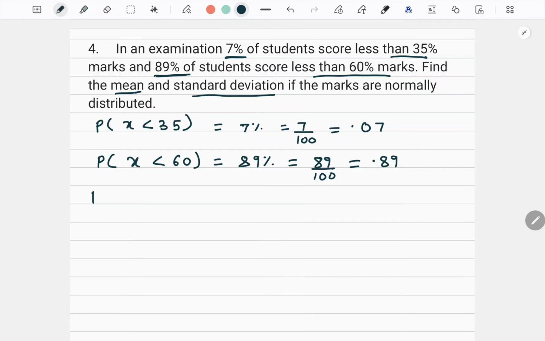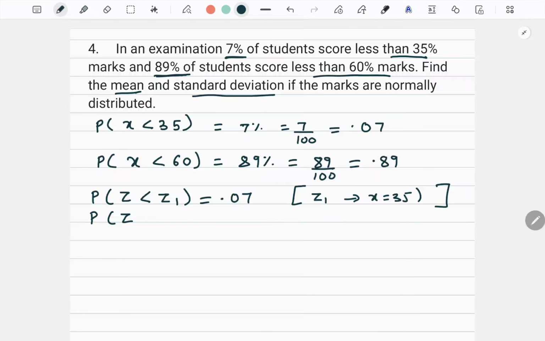So what I'll do, let the probability for z less than z1 be equal to 0.07. What exactly have I done? I am saying z1 corresponds to x equal to 35. Correct? Now, probability for z less than z2 is equal to 0.89. I am saying z2 corresponds to x equal to 60. Okay. So this is what is in my mind now. Now let me draw the normal curve for this.